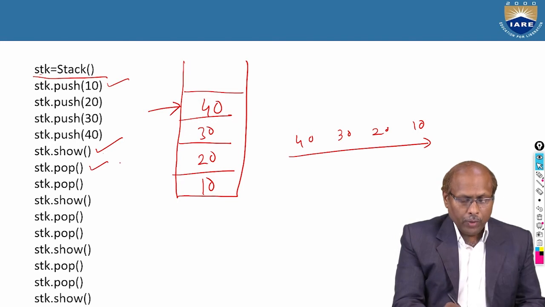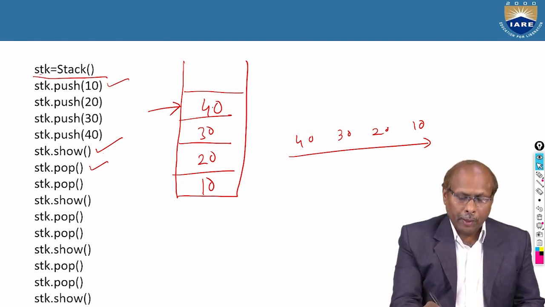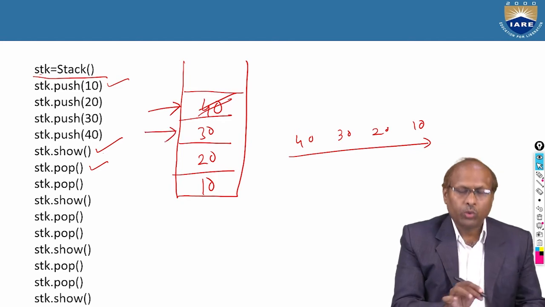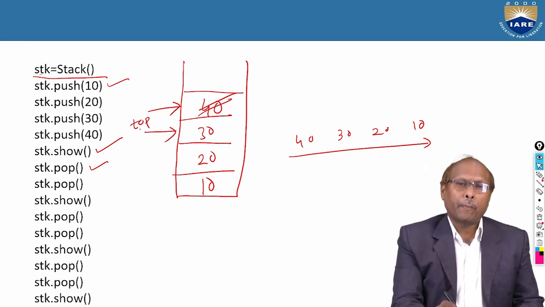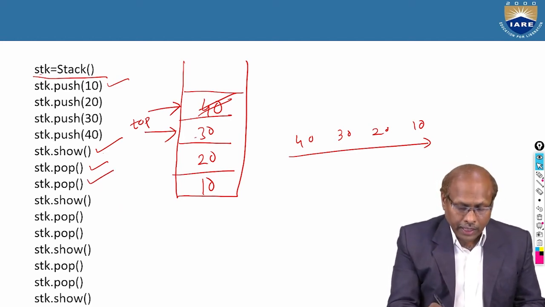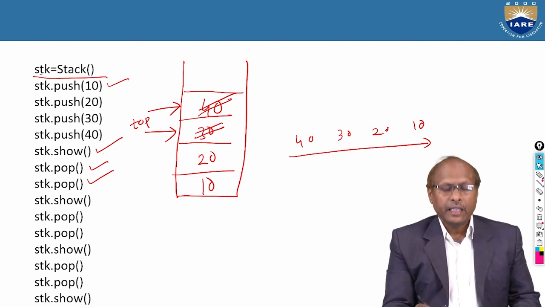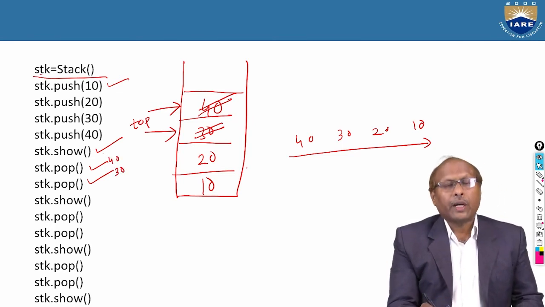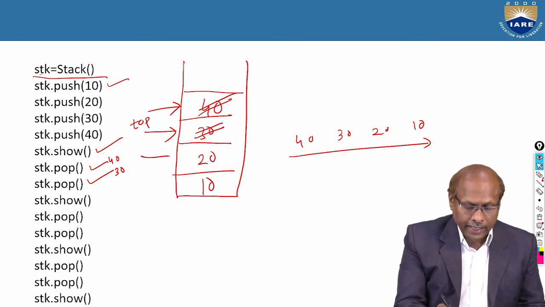Now when I say pop, the topmost element will be popped out. So 40 will be popped out. Now the top will come down. So always the top will be coming down after popping. Again when I say pop, then 30 will be popped out. So here 40 popped out, here 30 popped out. So after popping out, the top is again coming down.